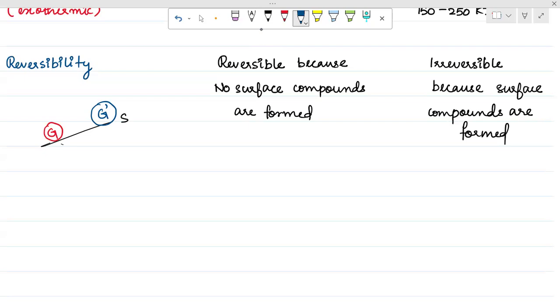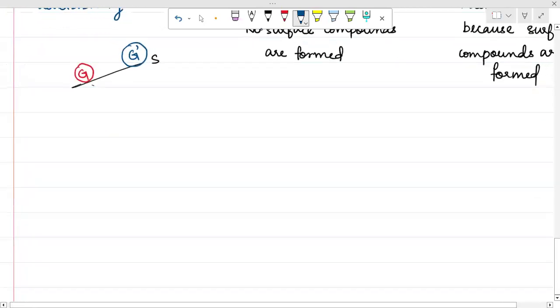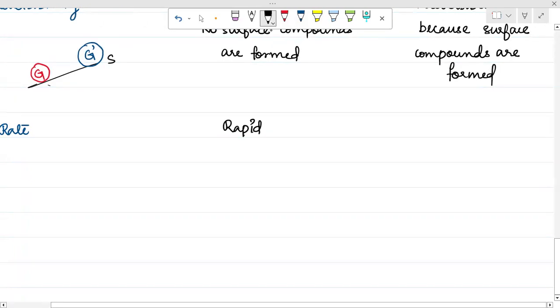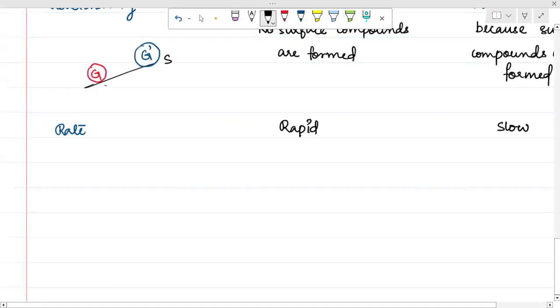Reversible means, let's say you have A plus B forming AB. Then upon reversing it, you should again get A plus B itself. That is the meaning of reversible. Irreversible means you won't be able to generate the parent species. Next one, the rate of the reaction. Of course, physisorption is quick, it is rapid, while chemisorption will happen only slowly. Why? Because bond formation is happening and that will take time.